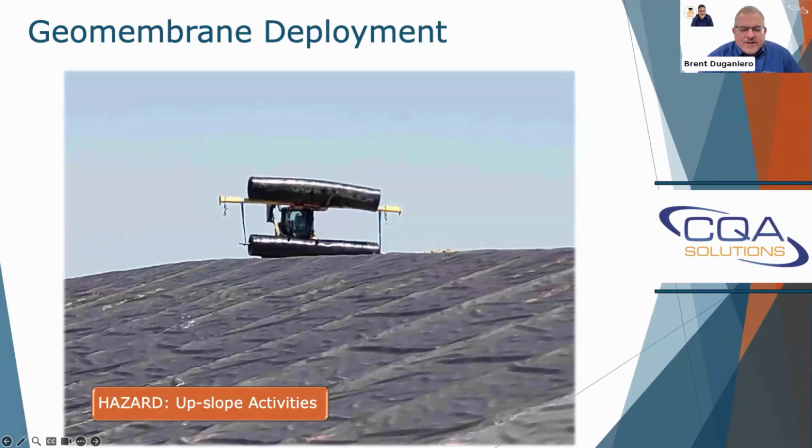When we're talking about deployment on slopes, anytime you're working on a slope, you have to be careful of upslope hazards. So we have a forklift rigged up with a roll of geomembrane hanging down, but also on the forks at the top, it's got another roll of material. So it's very possible that roll could come loose and then roll down the slope.